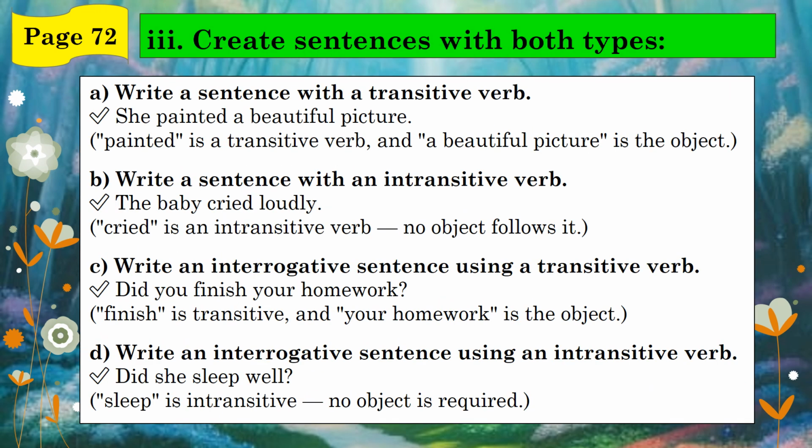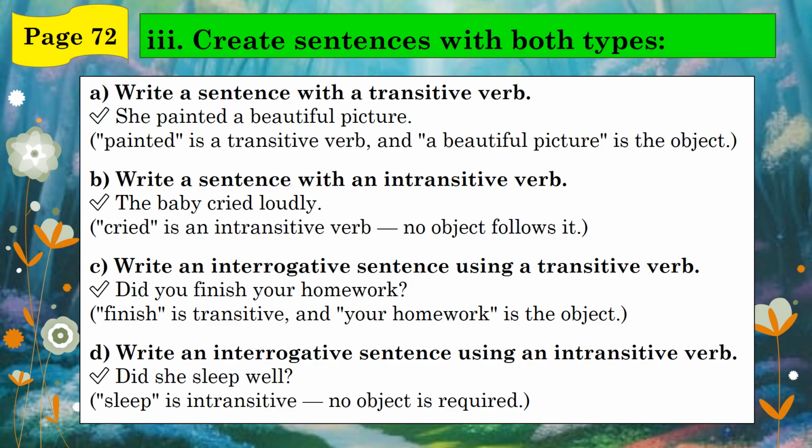Now let's create your own sentences, using both transitive and intransitive verbs. Watch how the verb changes based on whether it needs an object or not. 1. Write a sentence with a transitive verb. Example: she painted a beautiful picture. Here, painted is a transitive verb, and a beautiful picture is the object.